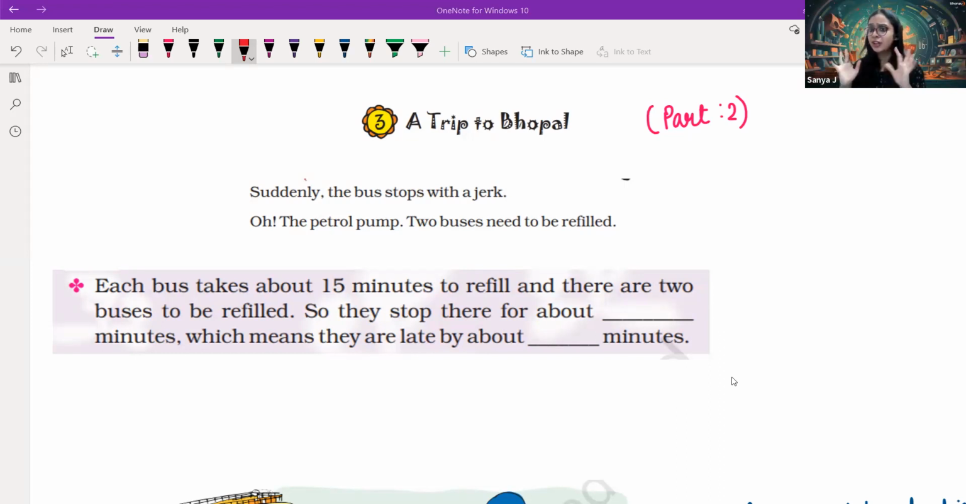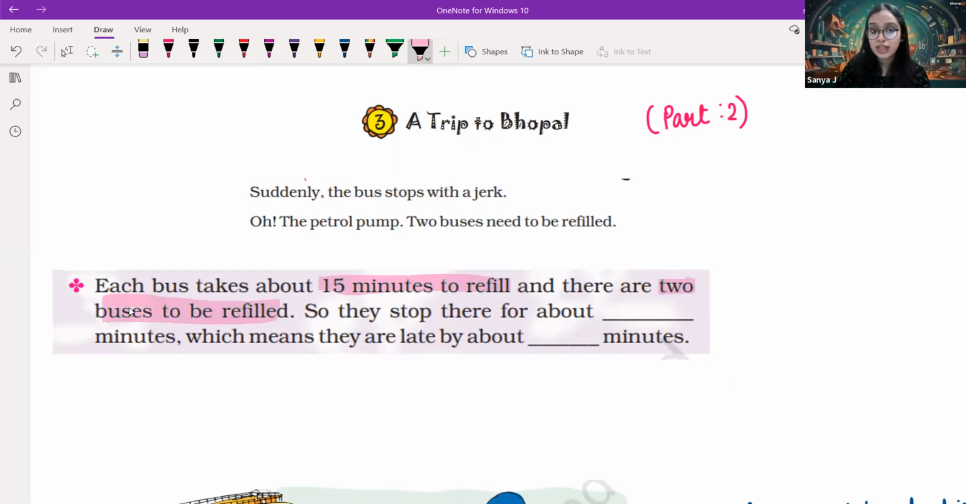And then the driver finds out that the diesel in the bus has finished. We need to refill our bus with diesel. So they stop at a petrol pump for refilling. Now, each bus takes 15 minutes to refill. And there are two buses to be refilled.